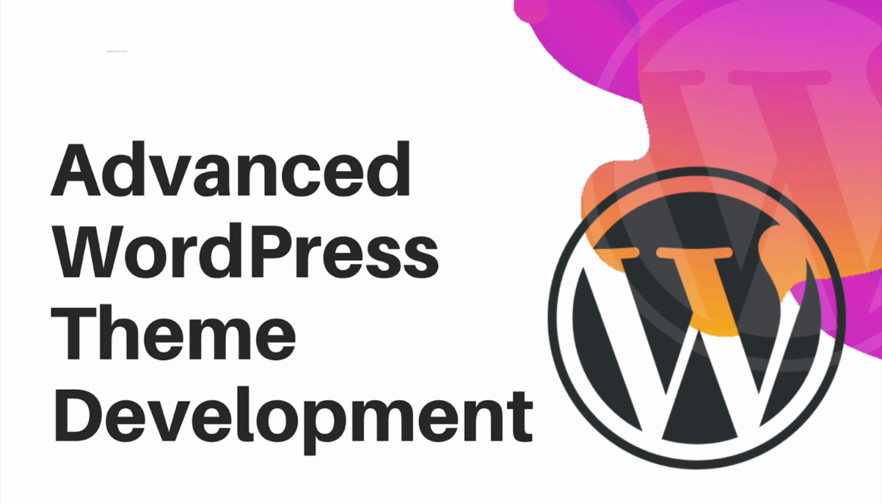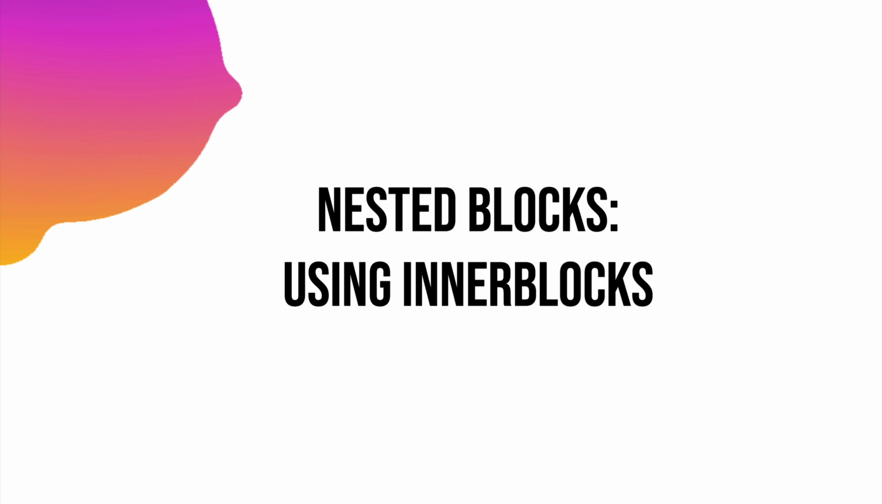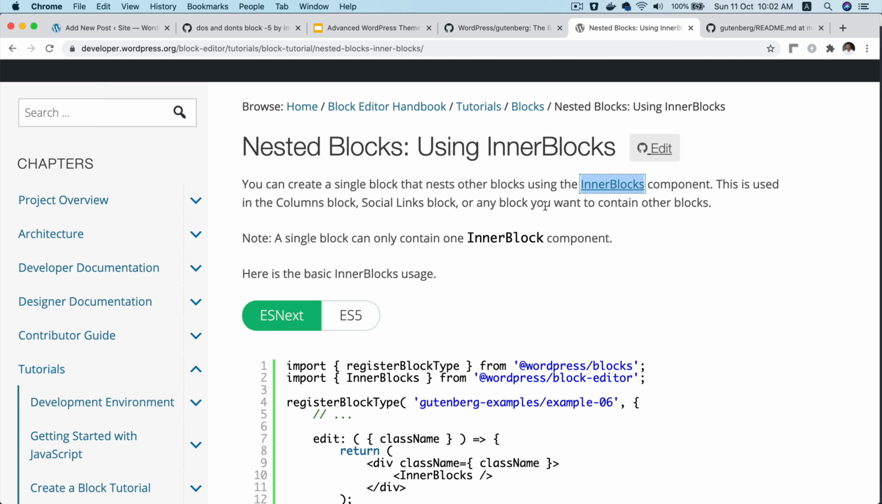In the previous video, we learned how to set up ESLint, and now we're going to talk about creating nested blocks using InnerBlocks. So what are these nested blocks? If you take a look at WordPress.org, it says that you can create a single block that nests other blocks using the InnerBlocks component. Now, why would I even need that? Let's take a look at our example.